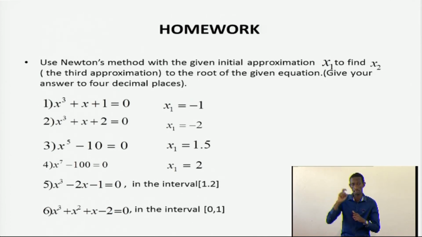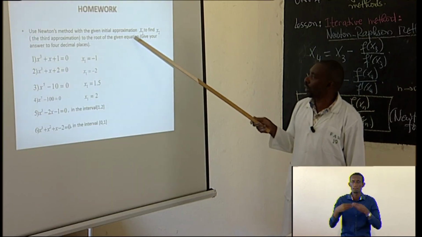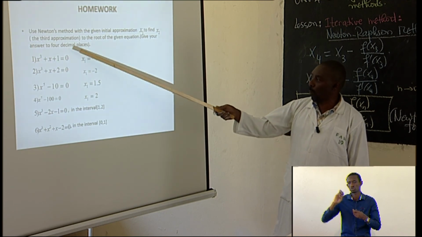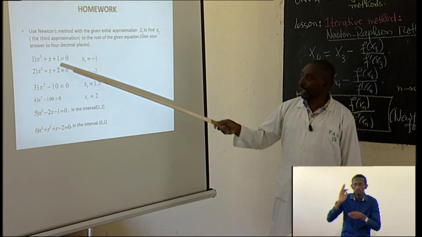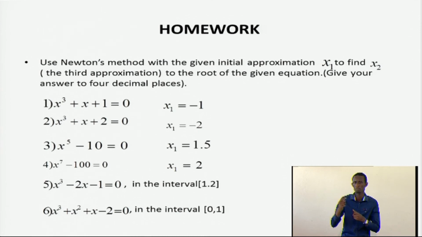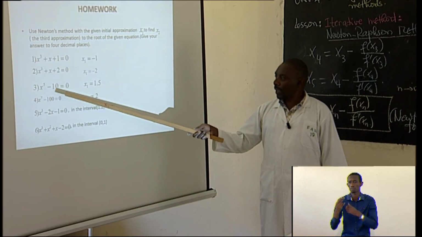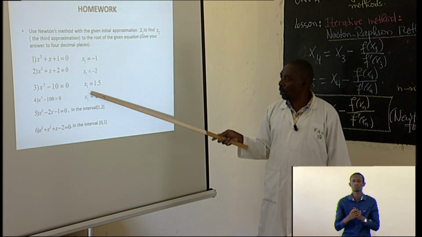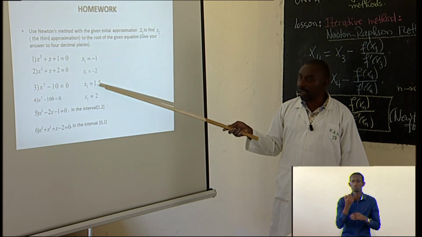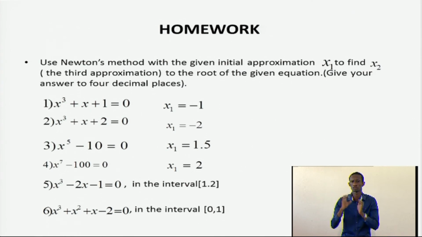Sorry, this is x3, the third approximation to the root of a given equation. Give your answer to 4 decimal places. Number 1 is x cubed plus x plus 1 equals 0. For x1, you're going to use minus 1. Number 2, x cubed plus x plus 2 equals 0. Take x1 as minus 2. That is the first approximation. Number 3, x power 5 minus 10 equals 0. Take 1.5 as the first approximation, and so on.